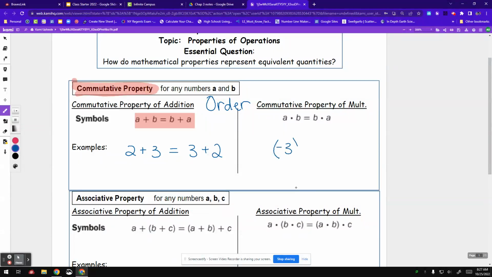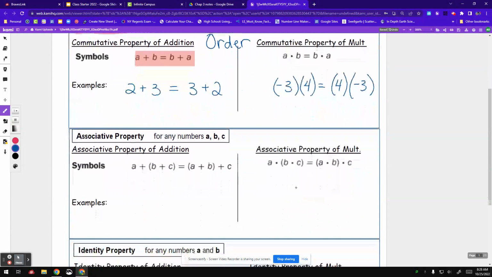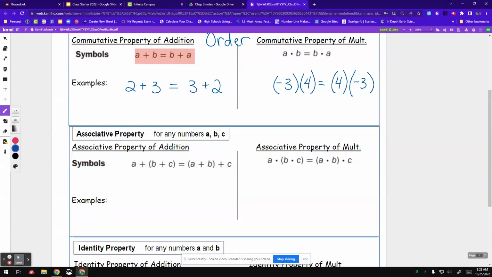And it is true even if you have negative numbers. So let's do negative 3 times 4. That's negative 12. And if we switched it and did 4 times negative 3, that's still negative 12. So I just wanted to show you that it still holds true even if you have negative numbers. I think most of you are pretty familiar with that property.